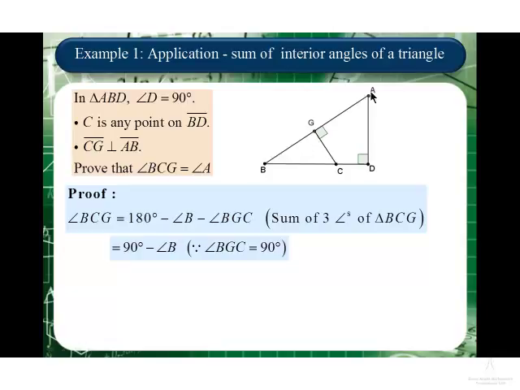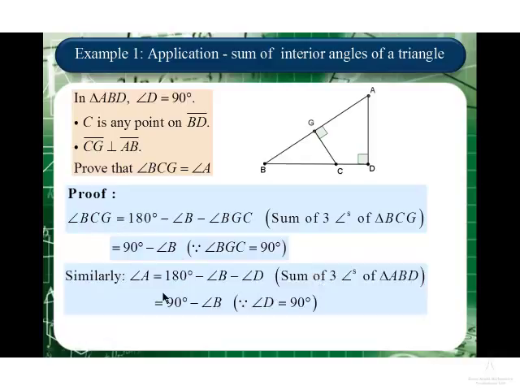Since BA is just a straight angle, and we have that the angle AGC is already 90 degrees. So what is left is 90 degrees, so the angle BGC is also a right angle in this case. So if we substitute the angle BGC with 90 degrees and we subtract from 180, we get 90 degrees minus the angle B as the expression for the angle BCG.